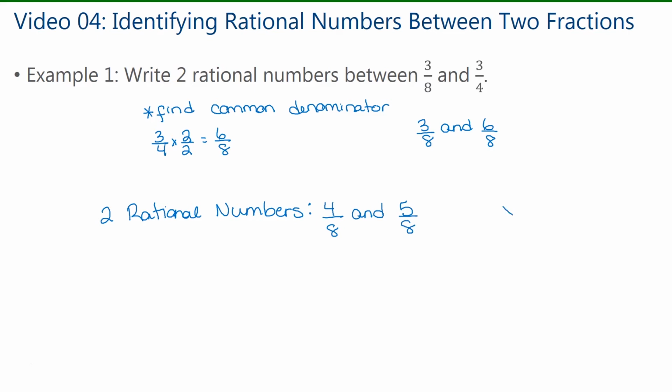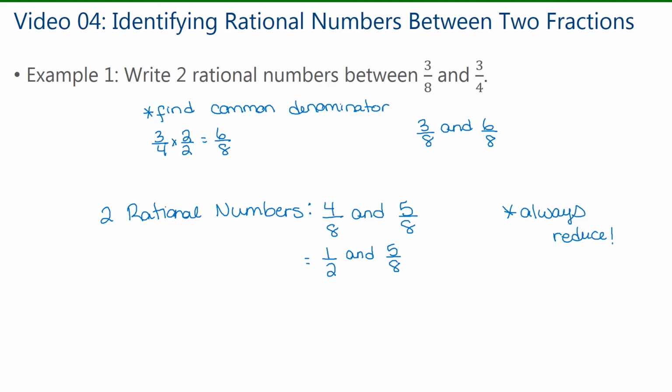Now, whenever we work with fractions, we always need to make sure our fractions are reduced. Let's make a little note of that so you can remember to reduce your fractions. 4/8 can be reduced to 1/2 by dividing the numerator and denominator by 4. And 5/8 can't be reduced. So we'll just leave that as is.